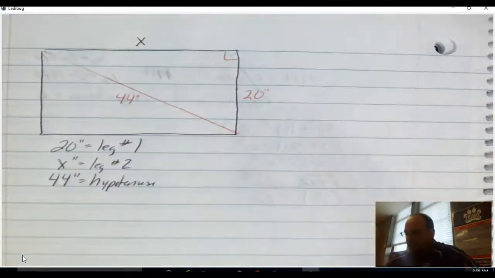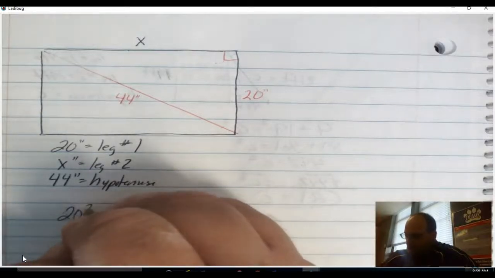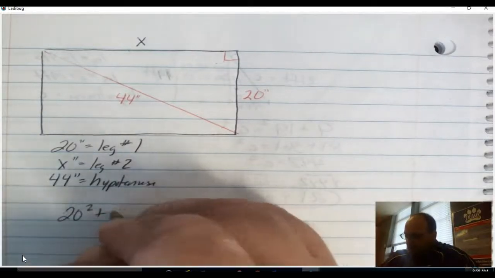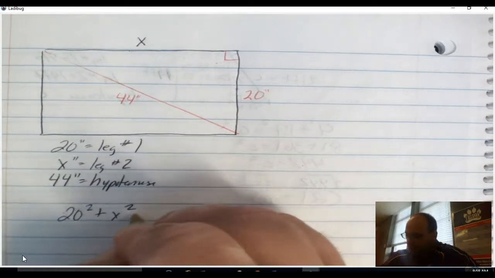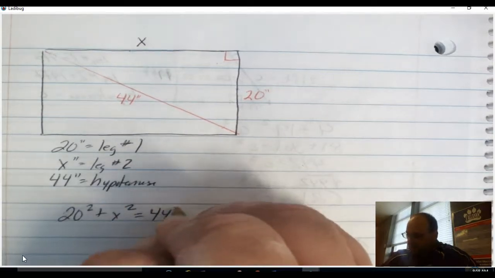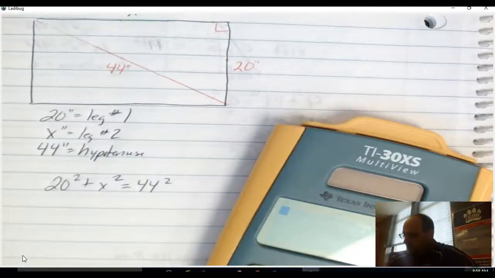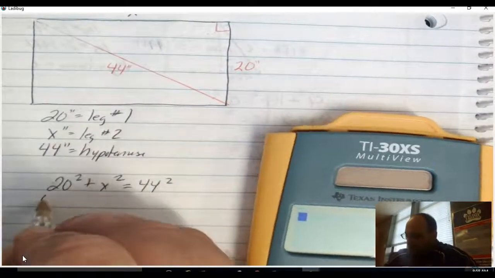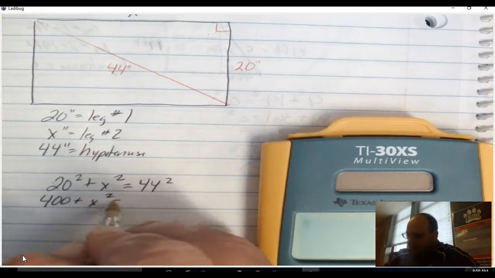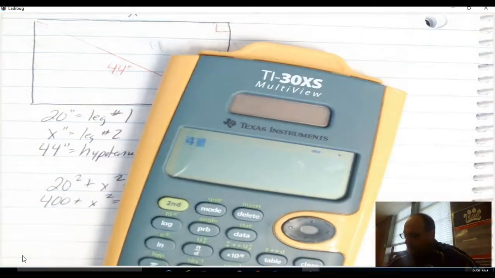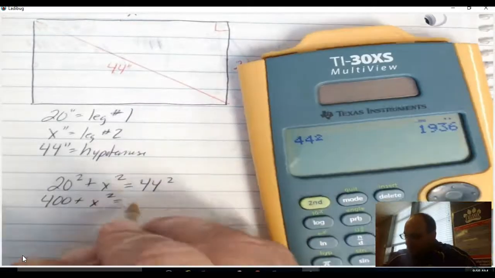So I'm going to go ahead and set this up using the Pythagorean theorem. So 20 squared plus x squared, which is leg number 2, equals 44 squared. I'm going to use my calculator to solve this. 20 squared I know is 400 because 20 times 20 is 400. X squared is x squared. 44 squared gives me 1,936.